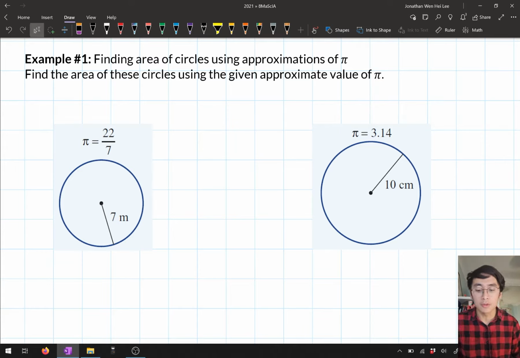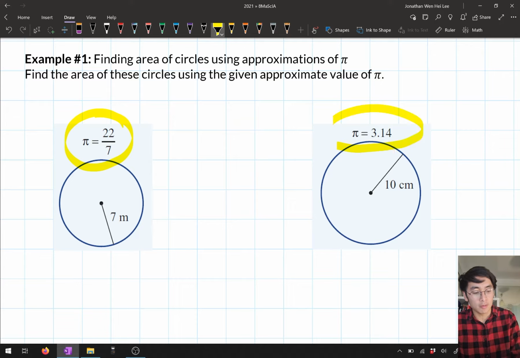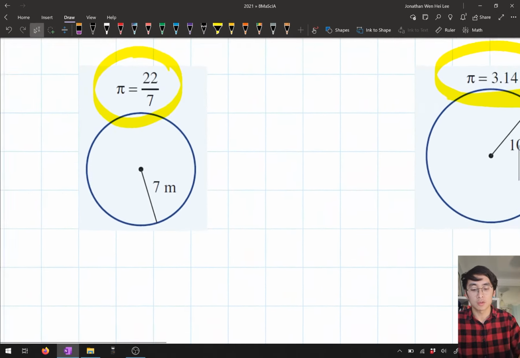So for this first example, we want to find the area of these circles using the given approximate values of pi. Okay, so here in both of these examples, we get given an approximate value of pi. We're not using our calculator for this one to get pi. We're just using the value they've given me here. So let's have a look at the first one.